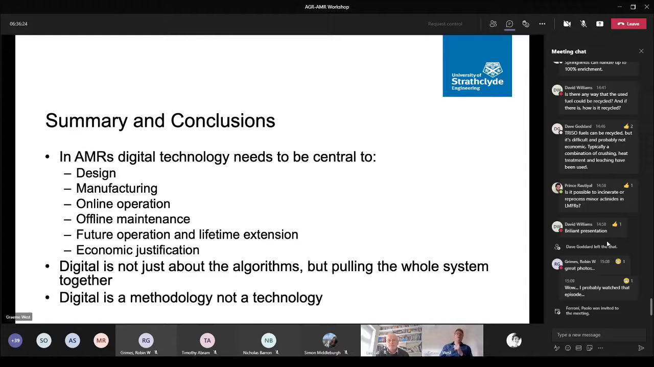Okay, so to summarise, I think digital technology is really that thread that runs through a number of these areas, and while this presentation has been slightly different from a lot that we've seen today, I feel it's important to consider this in isolation as an issue that needs to be addressed. And from my perspective, digital is not just about the algorithms, but it's about pulling this whole system together in order to leverage and benefit from some of the advances that have been made.